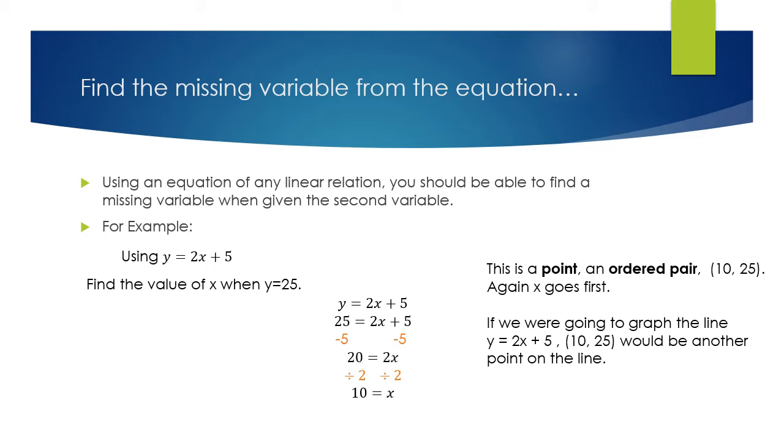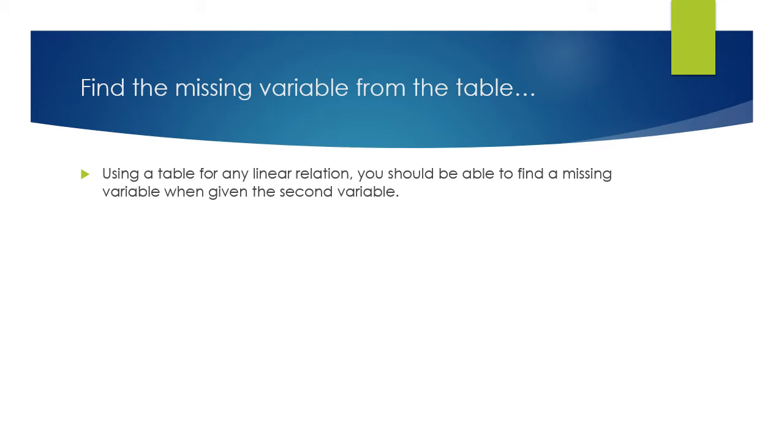So that's all it is for finding a missing variable from the equation. We've done it before a number of times. You just have to figure out where you have to plug your value in and then solve for the other variable. So we can also use the table to help us find missing information.